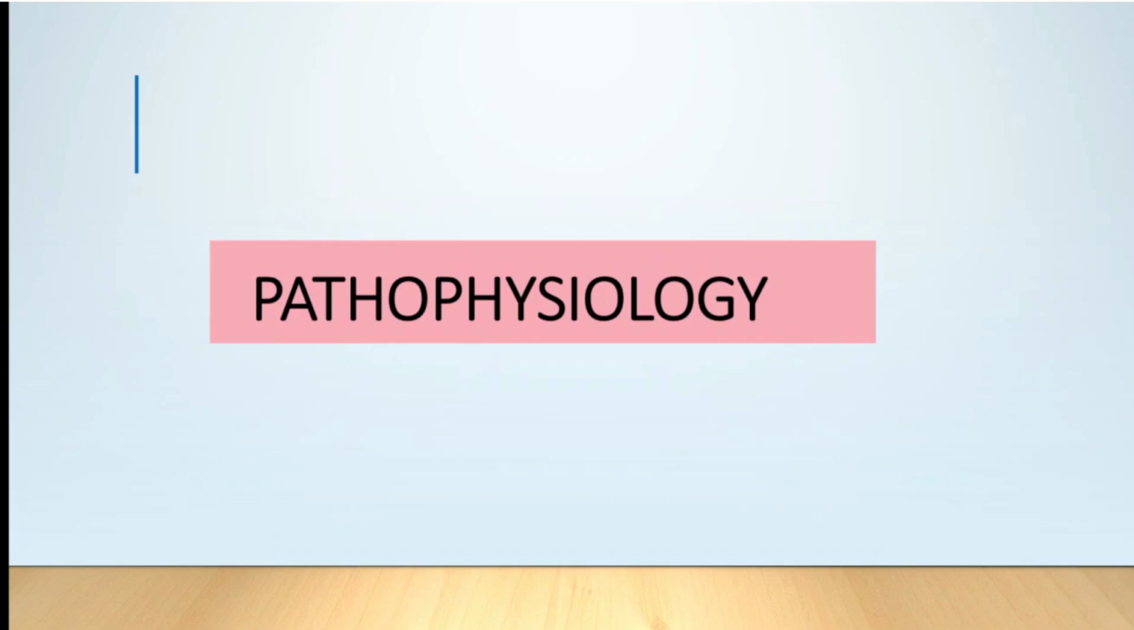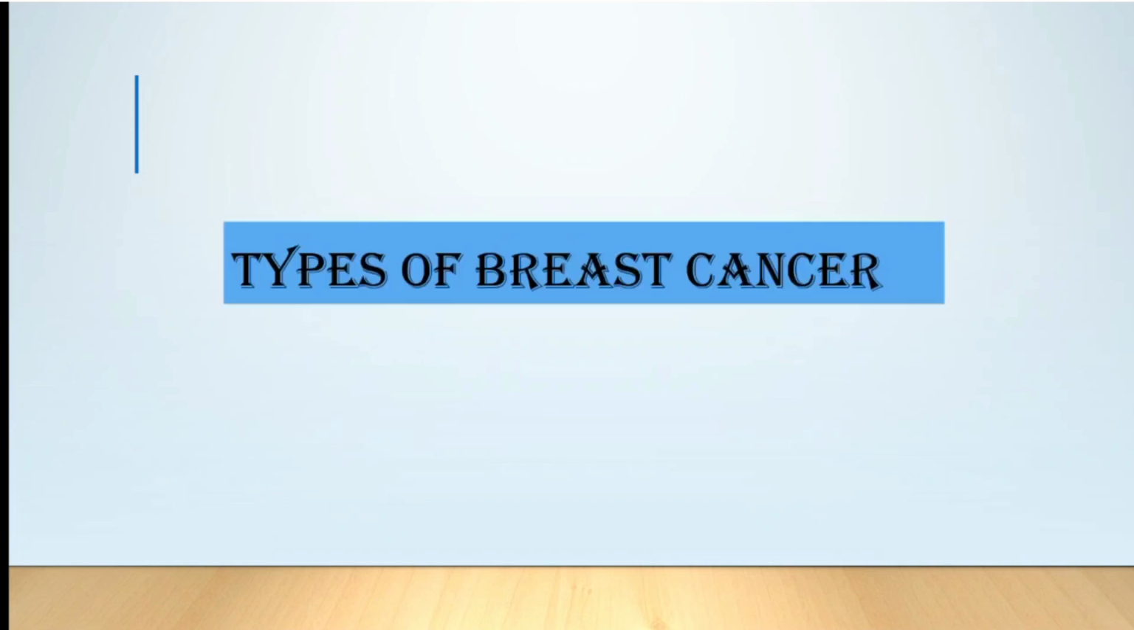Okay, so I hope it is clear. Due to different etiological factors, or the cancer causing agents, there will be damage to the DNA. So different etiological factors are mainly responsible for causing the impairment of the DNA or injury to the cell. Okay, now let us know about the types of breast cancer.